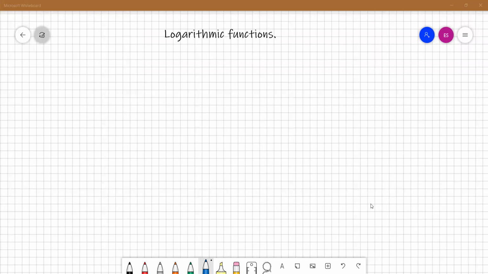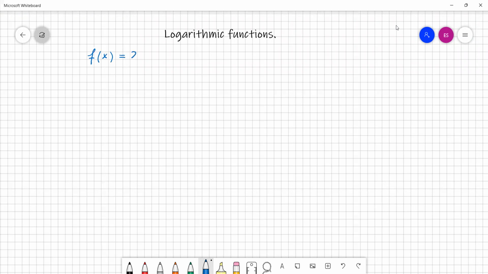Hello everyone. Today we are going to talk about logarithmic functions. What are logarithmic functions? Let's return back to exponential functions first. Remember we had functions f of x looking like 2 to the power of x. And if we graph this function, it's going to look like this. That's a graph, right?